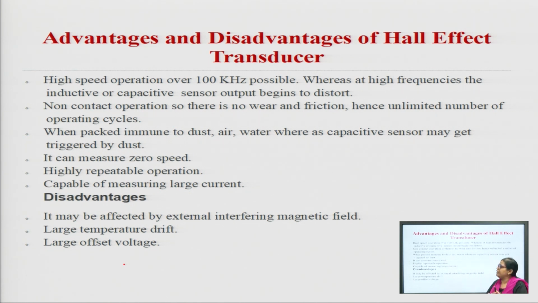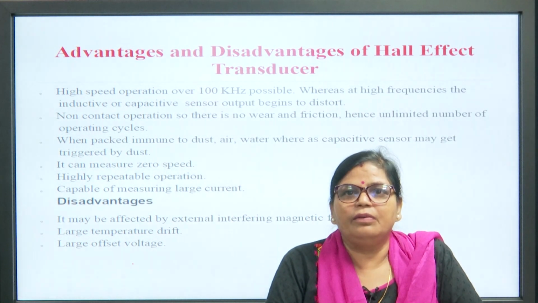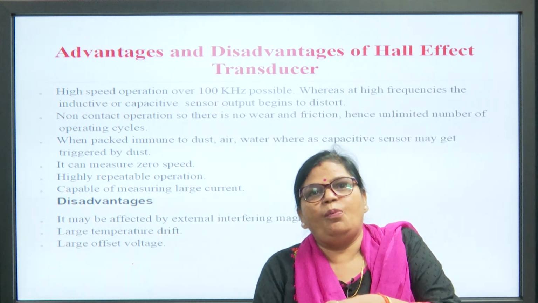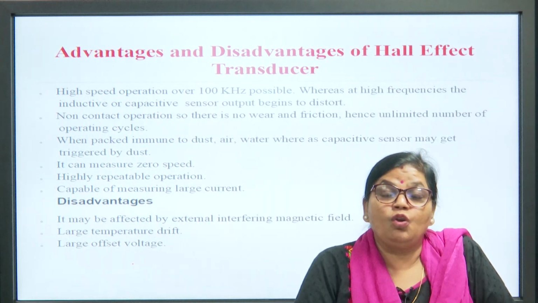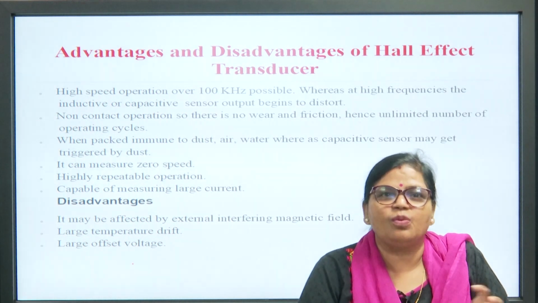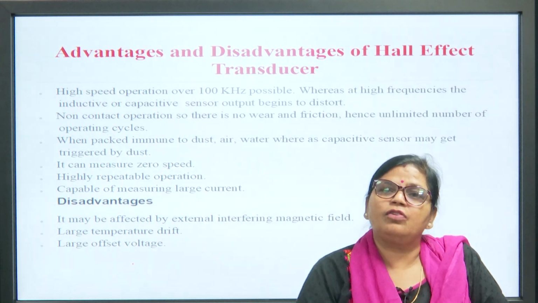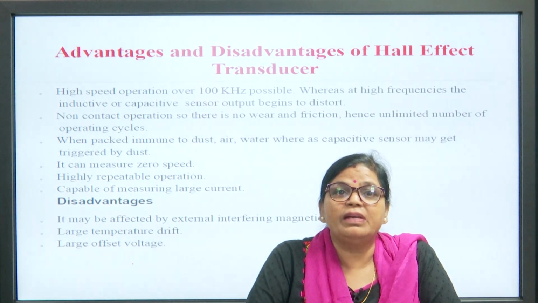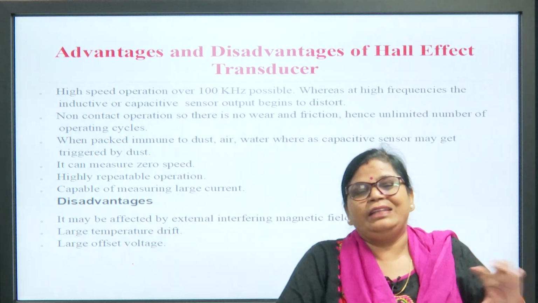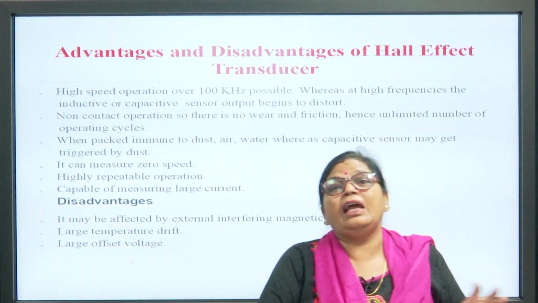Now, coming to the advantages and disadvantages, there is high speed operation, over 100 kilohertz possible, which is very high speed operation in Hall effect transducers. And if you have zero speed, you can also measure the voltage at that zero speed. It is a highly repeatable operation; the repeatability property is also very good, and it is capable of measuring large current also. In the last application we discussed current measurement with the help of the Hall effect.